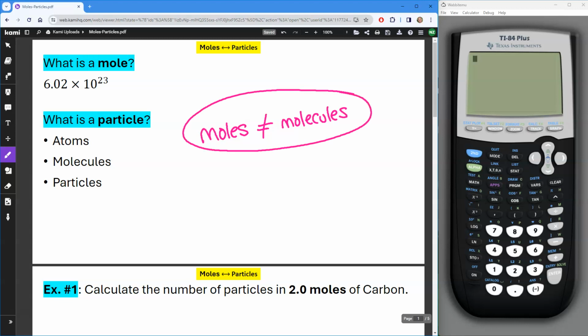So when we go to write out our conversion factors, like if I'm using moles, I'll put moles over whatever the number is. If I'm using molecules, I'm going to write out the entire word so I don't confuse them. So again, moles are not equal to molecules. So when we write out conversion factors, do not get them confused.